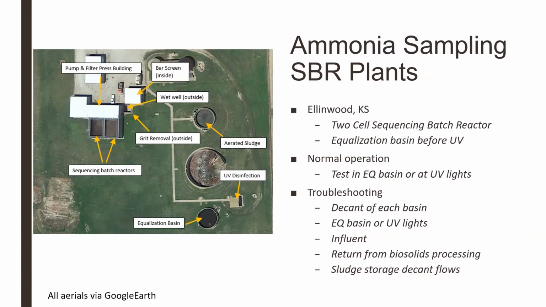In normal operation, it would be a good idea for this plant to test that water in the equalization basin or at the UV lights, kind of whatever is easier for access. Now, if they were having troubles with the plant, they may look at each basin. So perhaps there's been some toxicity enter the system, but in the SBR, it may have only gotten into one of the basins. So for some purposes, that's actually a good thing, because you have one basin that is probably fine. So looking at the decant from each basin would be a good place there.